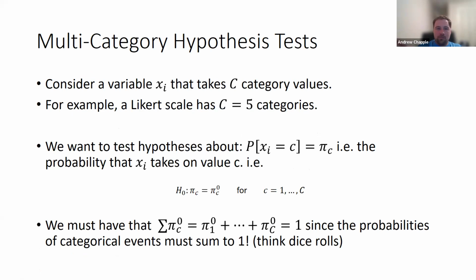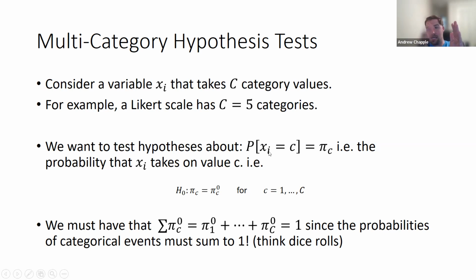Okay, another thing you might want to do is a multi-category hypothesis test. So imagine the example, right? We've got advanced cancer, stages 1, 2, 3, 4, 5. Maybe you want to know, given that somebody has cancer, is it equally likely that they're in each cancer type? So here's another example. Maybe it's a variable xi that takes C categories. So in advanced stages 1, 2, 3, 4, C is 4. If we have a Likert scale, C is 5. And I want to test this kind of hypothesis.